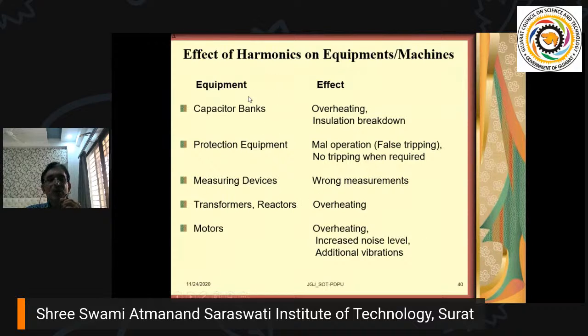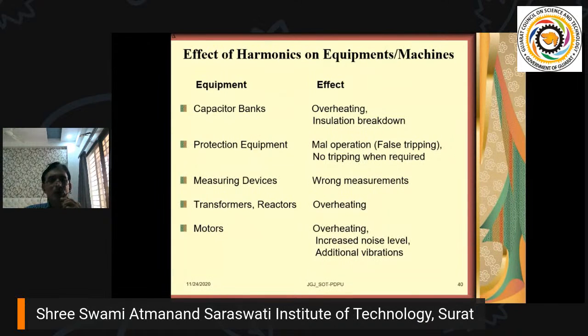So I have summarized; you can see the capacitor bank. What will be the effect of harmonics on the capacitor bank? Overheating, and also insulation breakdown, right? Then the protection equipment, for example relays: mal-operation or false tripping, or no tripping when required. Then measuring devices: there would be wrong measurement because of harmonics. Then what will be the effect of harmonics on transformers and reactors? Overheating.